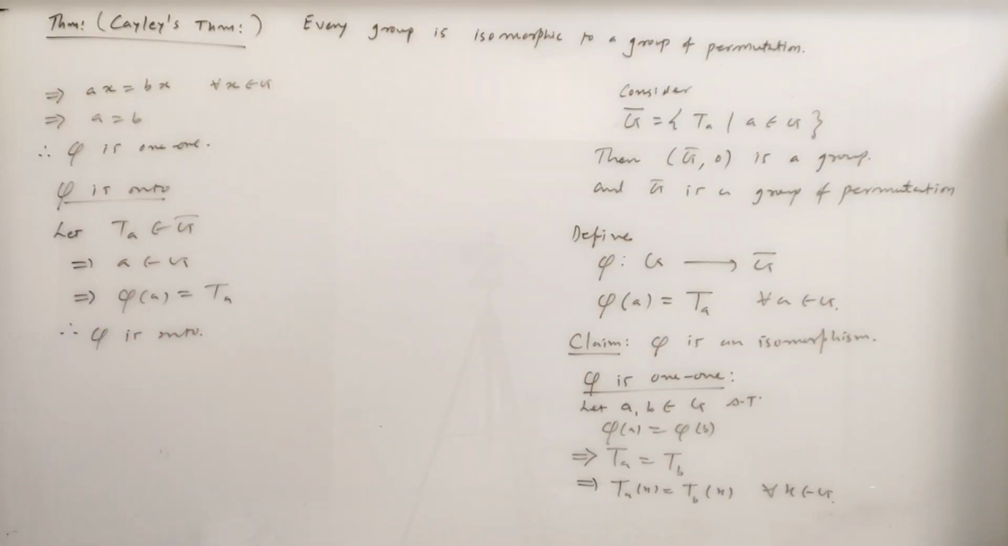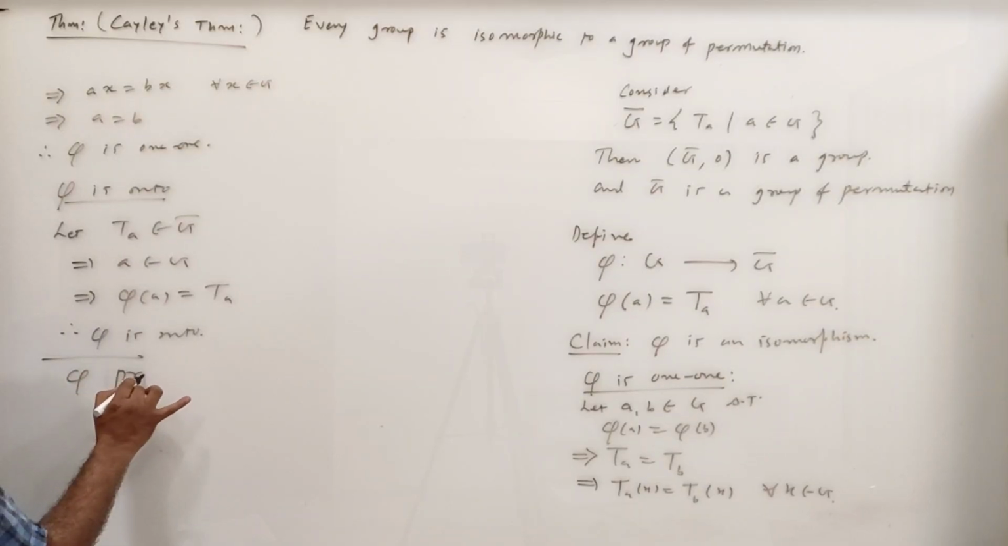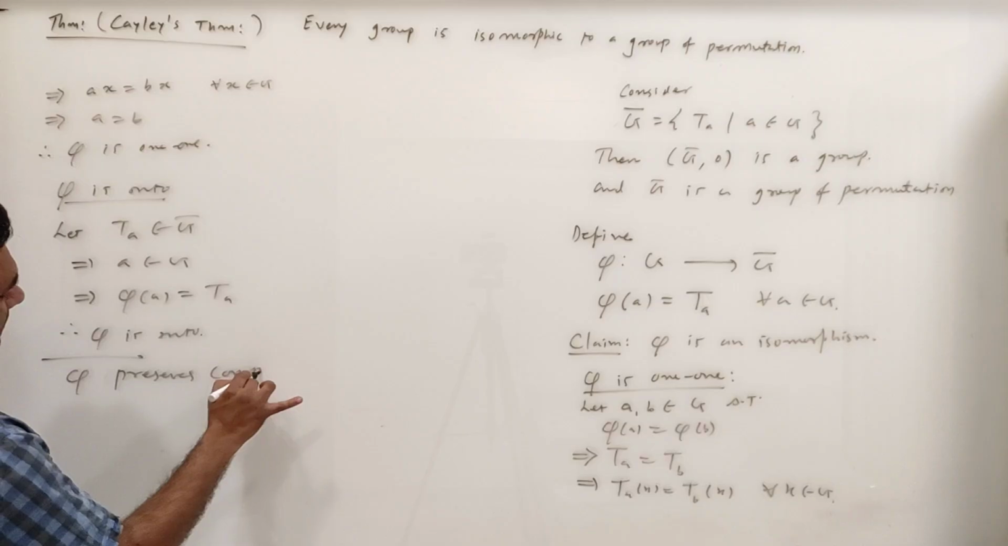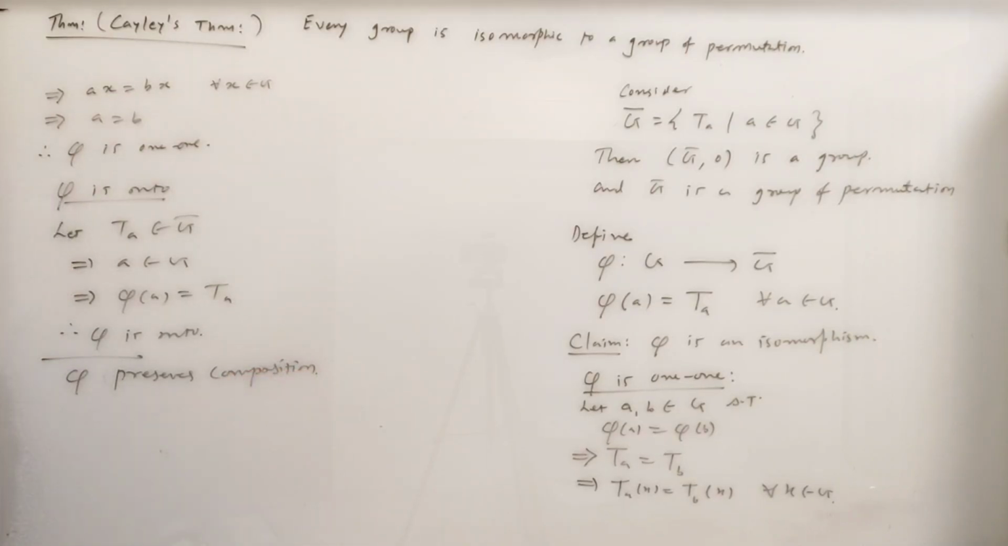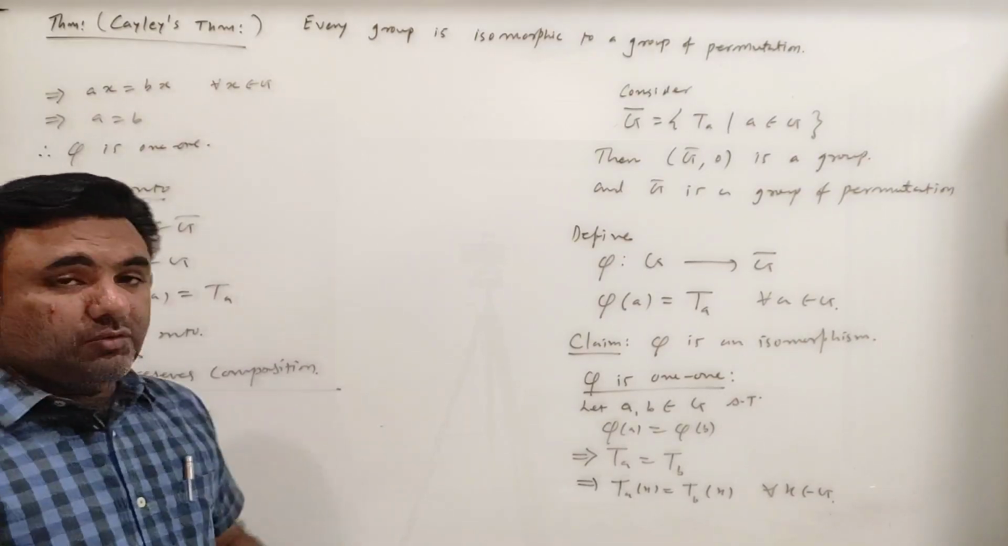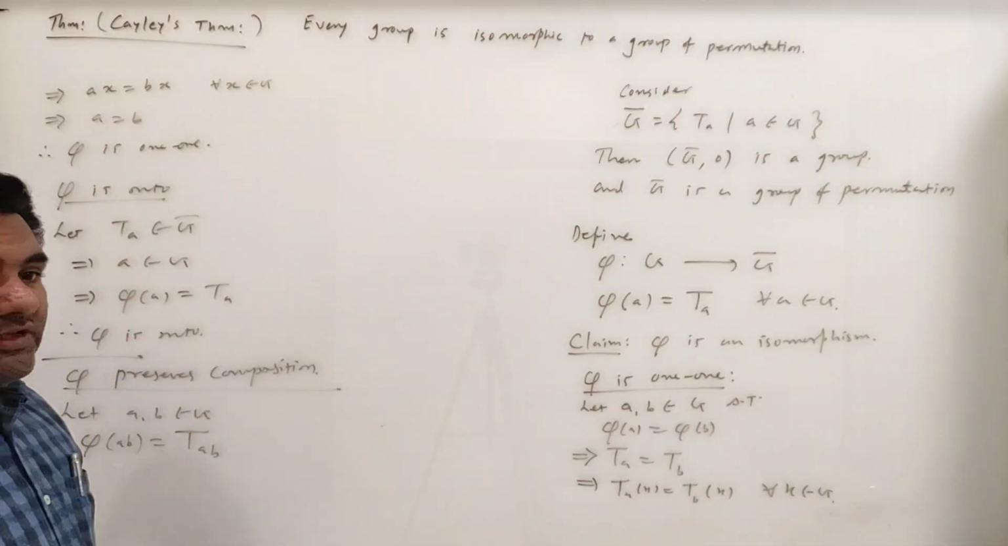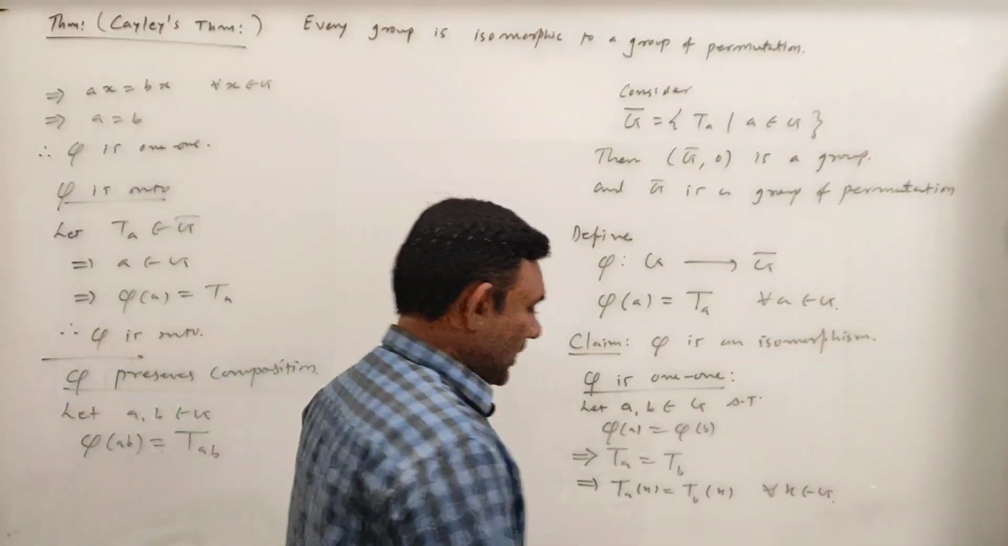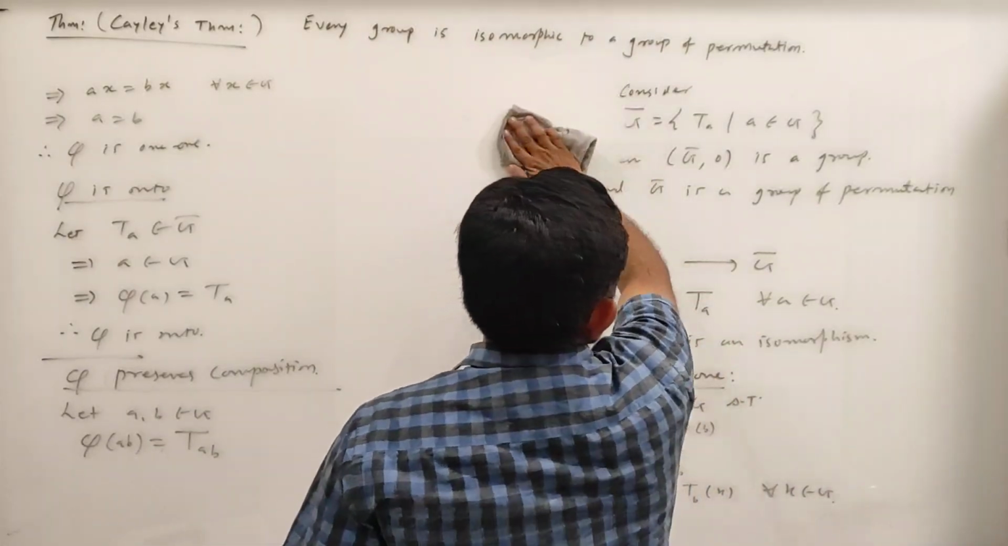Now preserves composition. So now phi preserves composition. It is also simple. Let any A, B be in G, then you look at phi AB. But what is phi AB? Phi AB will be TAB. But TAB is what? I claim that TAB is TA o TB. So let us prove how it is TA o TB. So let me remove this.